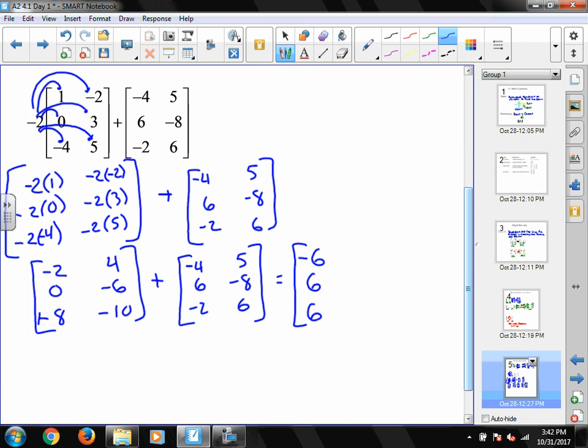Then I'm going to add the second column in each of these. So 4 plus 5 is going to give me 9. Negative 6 plus negative 8 is going to give me negative 14. And negative 10 plus 6 is going to give me a negative 4.